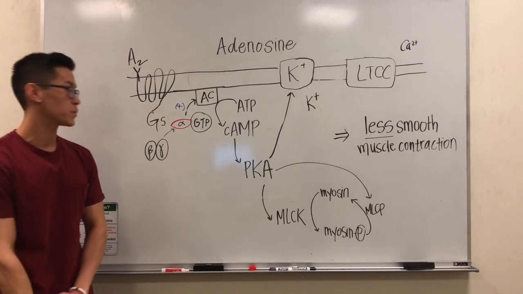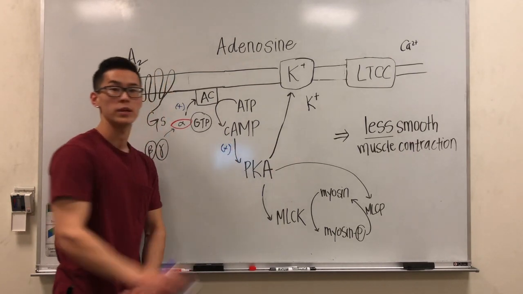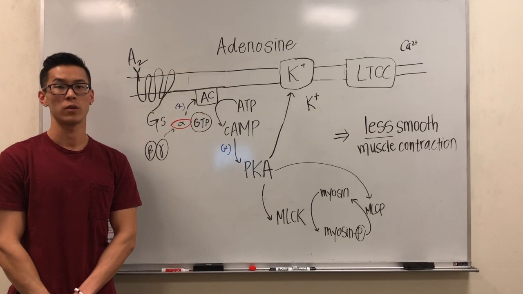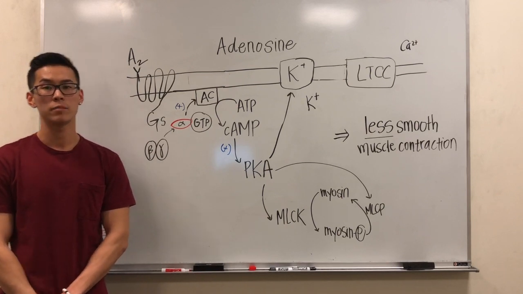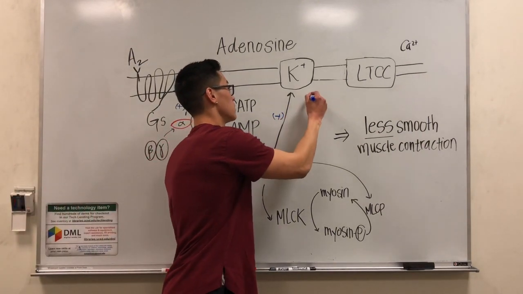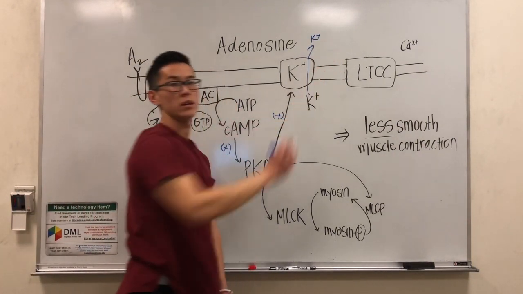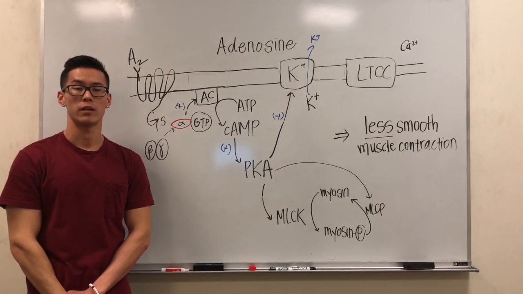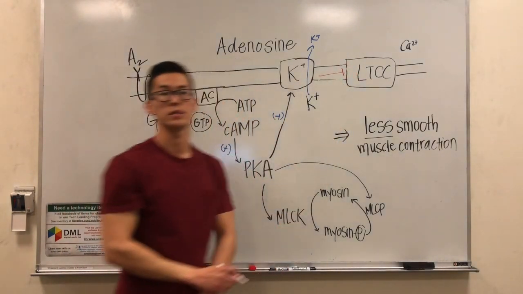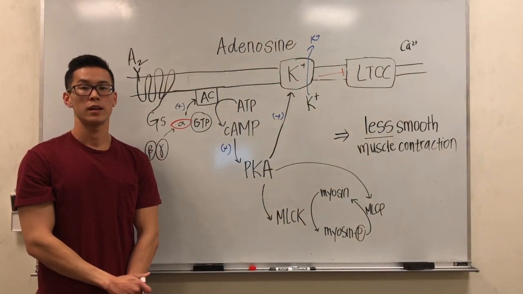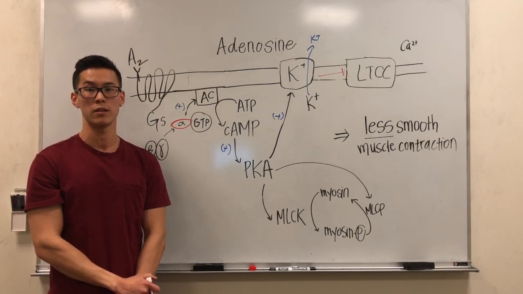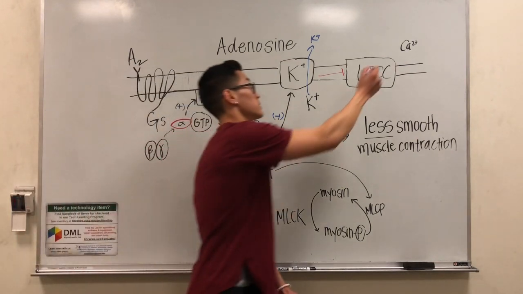Cyclic AMP activates protein kinase A, abbreviated PKA, which then phosphorylates a number of targets. PKA will phosphorylate potassium channels, activating them to pump potassium ions out of the cell. This will repolarize the cell membrane, and this repolarization acts as a negative regulator on the L-type calcium channels, or the LTCCs. The LTCC is a voltage-gated calcium channel on the membrane of the smooth muscle cell, and when inhibited, will prevent calcium influx.